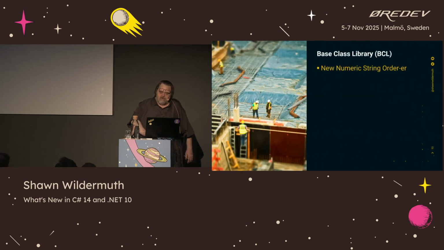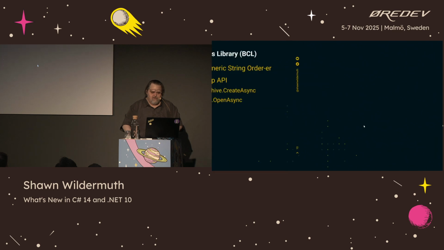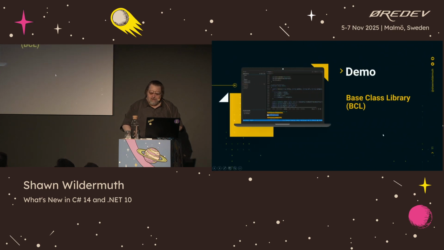So, base class library. These are small, but to me pretty important. The two that I'm going to cover are this new string orderer. It's like saying fetterer. I don't know how many R's to put at the end of fetterer. And thankfully, if you're using the zip API, you can now do it asynchronously. The idea that they had an API that they built that still wasn't asynchronous just makes me crazy. So let me show you those quickly.